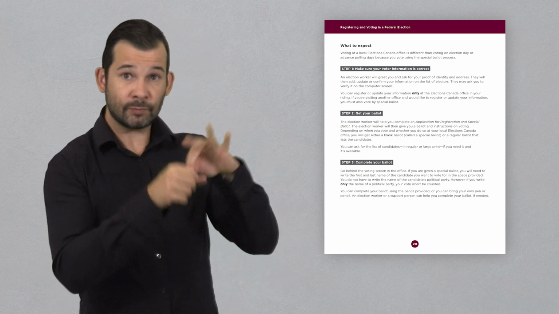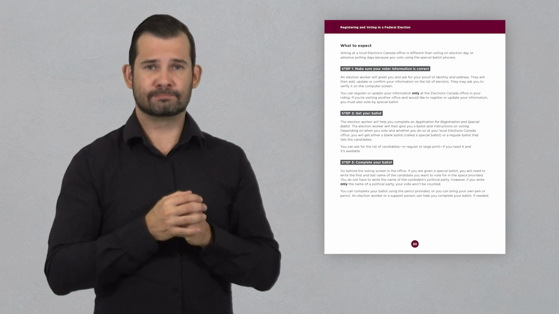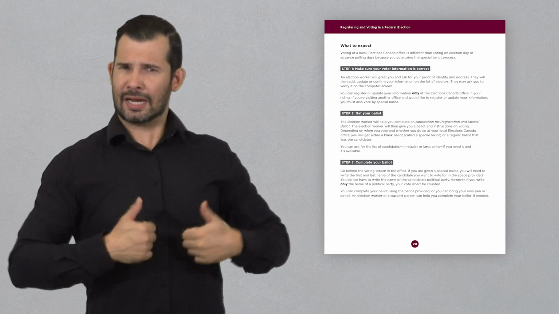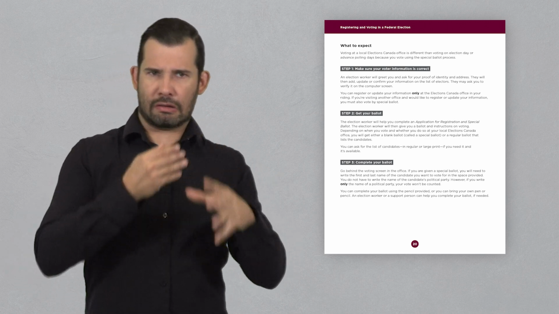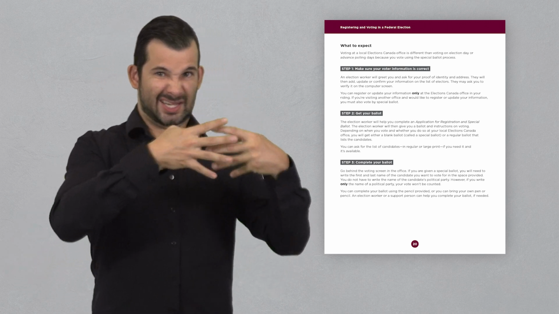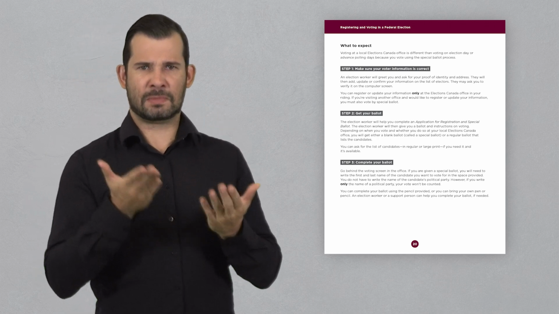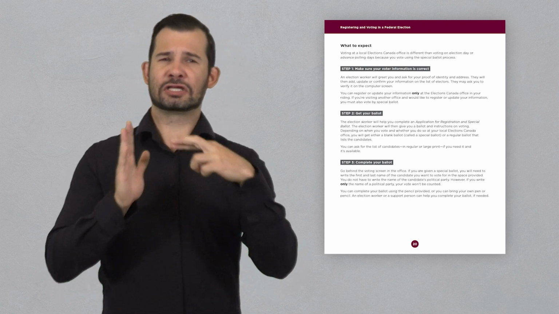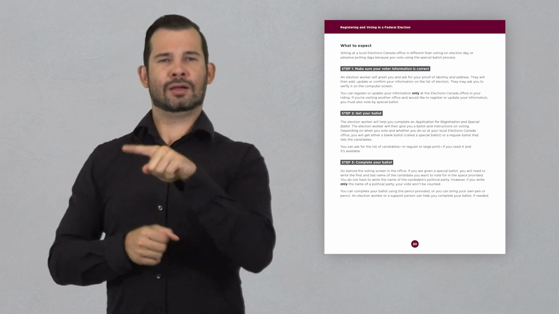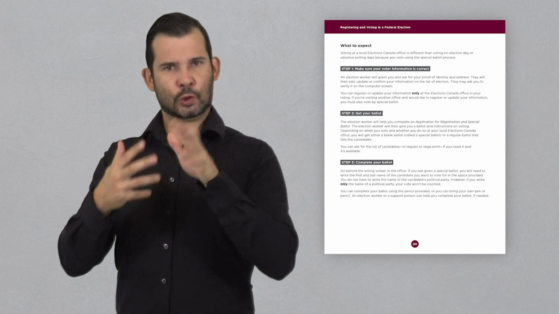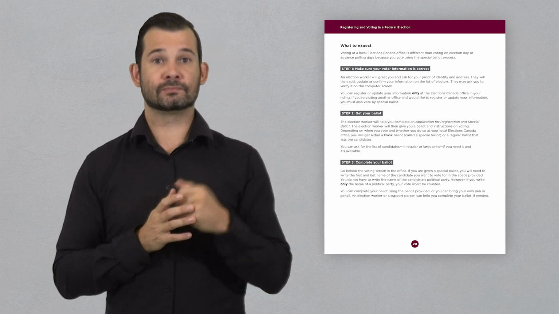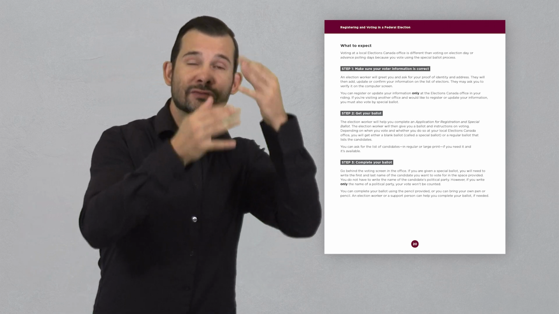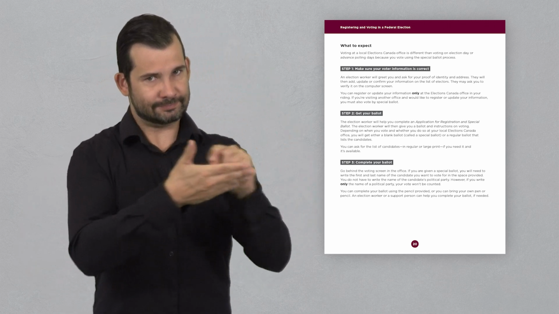Step 1. Make sure your voter information is correct. An election worker will greet you and ask for your proof of identity and address. They will then add, update, or confirm your information on the list of electors. They may ask you to verify it on the computer screen. You can register or update your information only at the Elections Canada office in your riding. If you're visiting from another office and would like to register or update your information, you must also vote by special ballot.